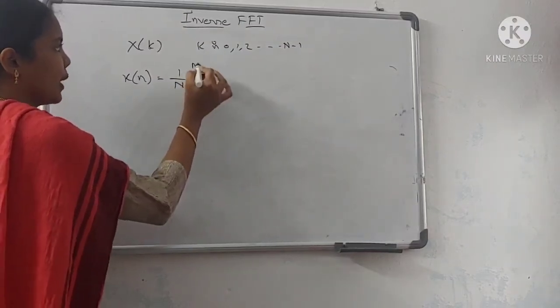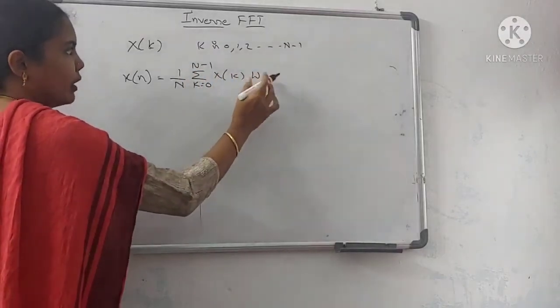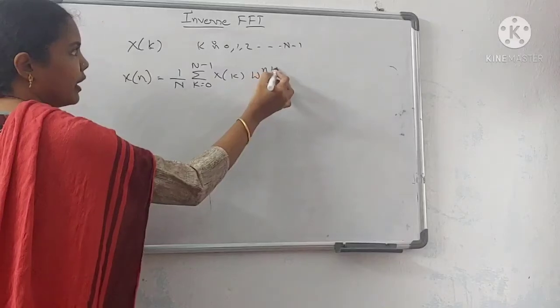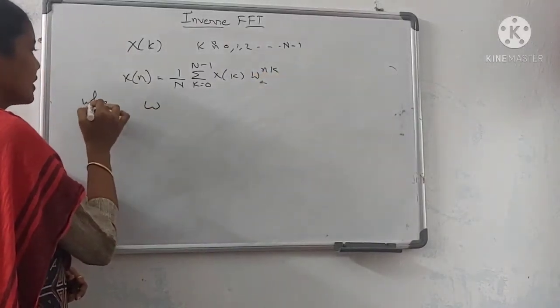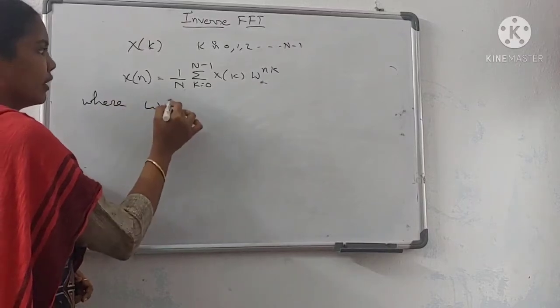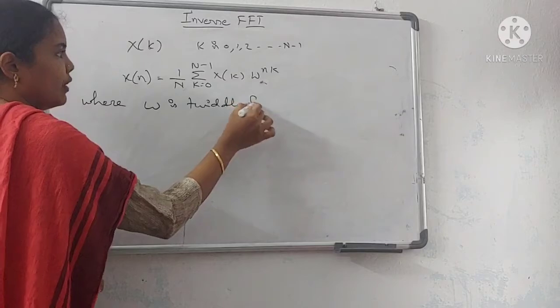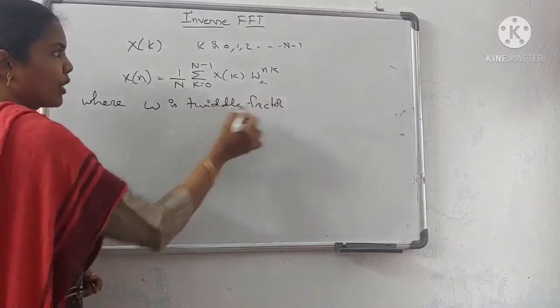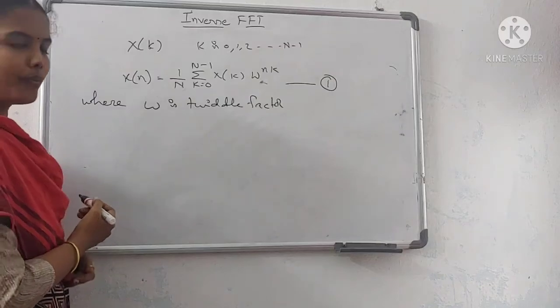equal to 0 to N minus 1, X(k) W_N^(nk). Here W is nothing but a twiddle factor. Okay. Now this equation, keep it as equation 1.